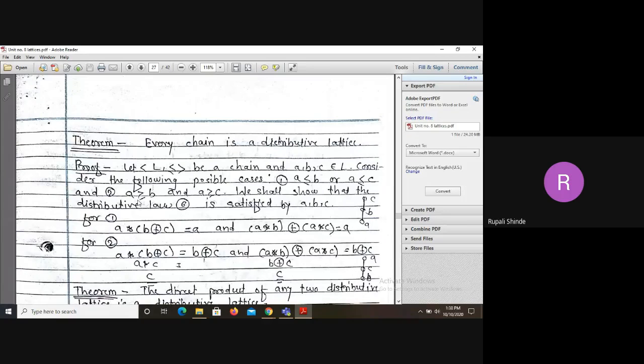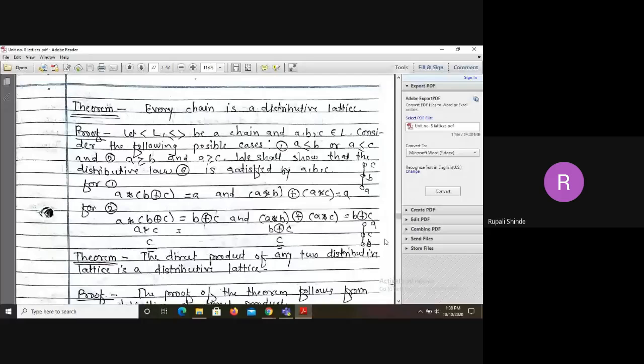What we have written in the second case: A is greater than or equal to B and A is greater than or equal to C. So here we can say that A is the greatest element and it is greater than B as well as greater than C. That's why we have defined the sequence of elements as A, C, B. So here the least element is B and the greatest element is A. Now again we have to check whether this is satisfying the distributive property. So A star B XOR C. What is the value for B XOR C?